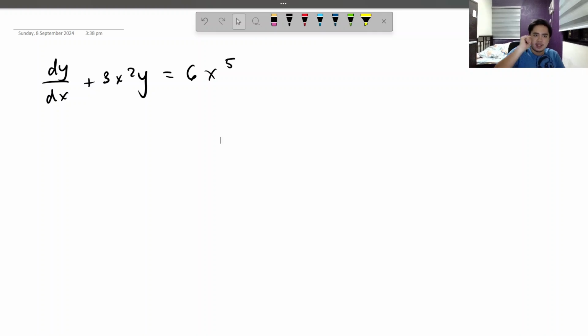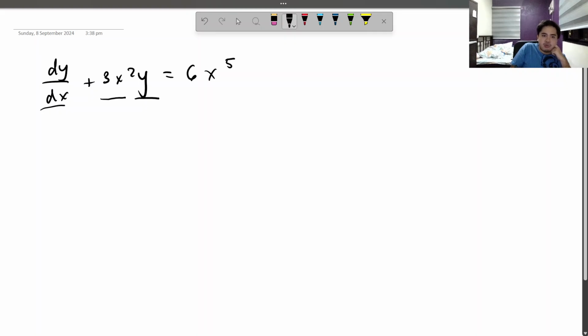First thing you do is check if this is in accordance with the linear form. So dy over dx here, check. A function of x with y, check. And then a function of x here. There's no stray y's. Anyway, check, check, check. So it's a linear ODE.